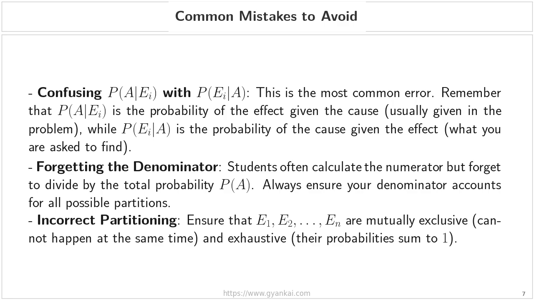Finally, be careful with incorrect partitioning. When you are defining your events, E sub 1, E sub 2, and so on, you must ensure they are both mutually exclusive and exhaustive. This means that no two causes can happen at the same time, and together, they must cover every single possibility, meaning their probabilities must sum up to exactly 1. If your partitions are incomplete or overlapping, the entire framework of the theorem breaks down.